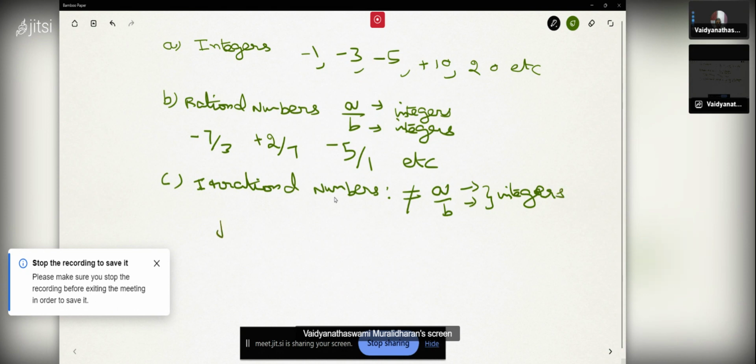For example, square root 2. We cannot say the square root of 2 is equal to a by b, where a and b are integers. We cannot express it as a ratio of two integers. Like that, pi. It's an irrational number. We cannot express it as a ratio of two integers.